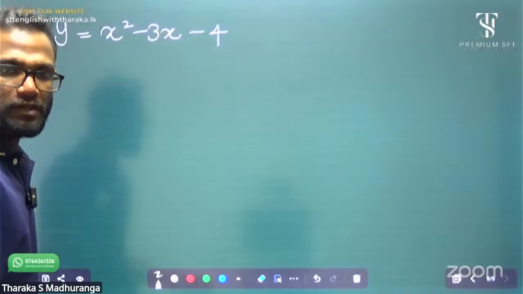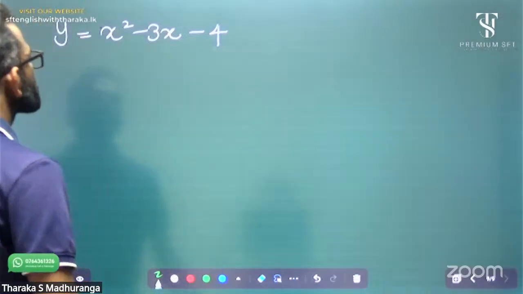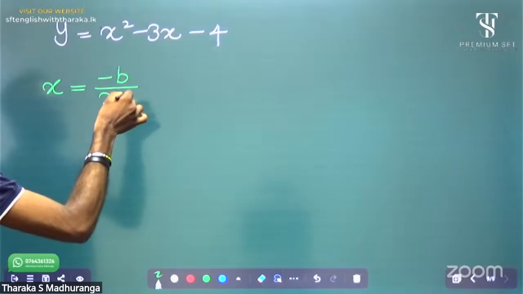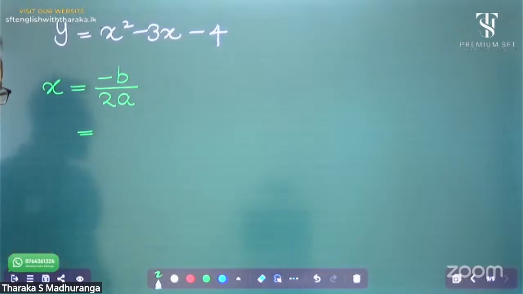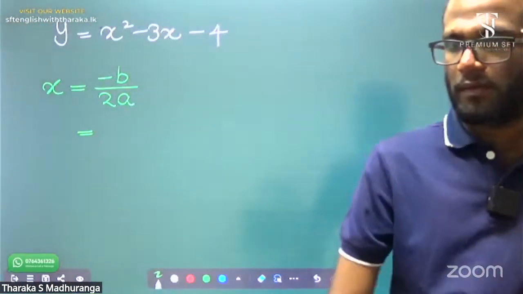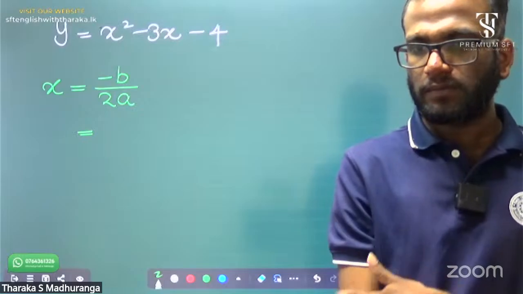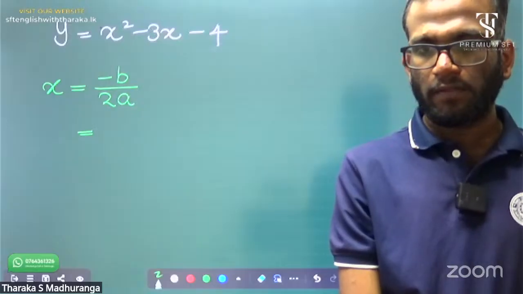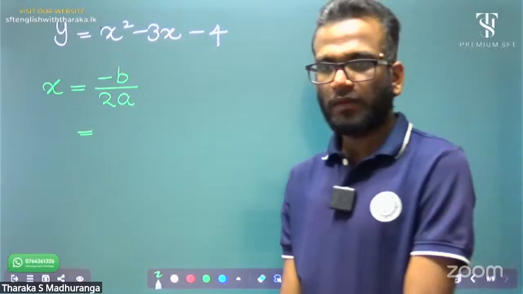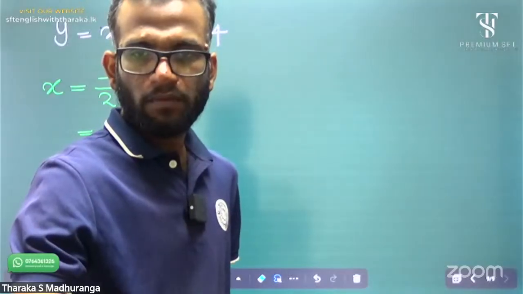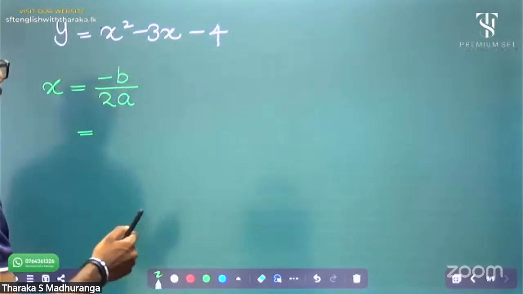Okay. What is x? What's x? Minus b over 2a. What's x? 1.5. Okay, let's see. Hurry.